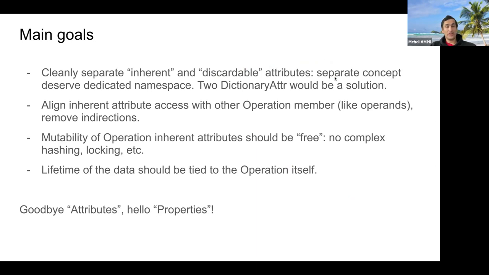Another solution would be to have two dictionary attributes on the operation to separate those concepts. Another motivation is to align the inherent attribute, like the predicate of the comparison, with other operation members, like the operands. There's no reason that those are on a totally different scale in terms of how we access and manipulate them. So I'm trying to get the mutability of these inherent attributes to be free. No complex hashing, no locking, nothing. Direct access. And I'm also trying to solve the lifetime of the data. I'm trying to give the ability to associate the lifetime of the data to the lifetime of the operation itself. And that's what I'm trying to do with properties.